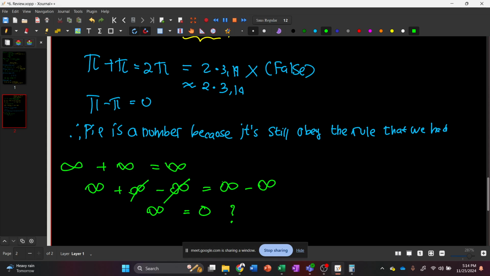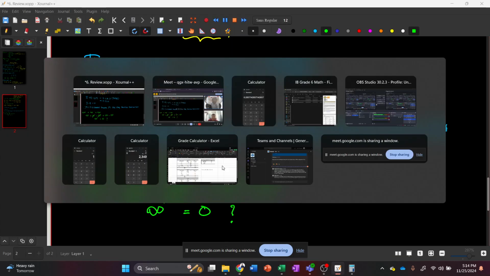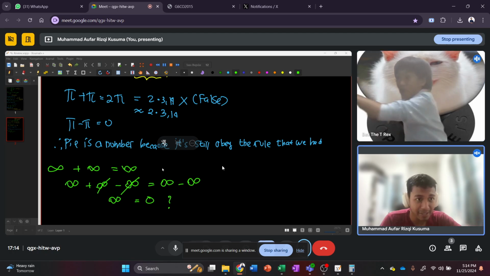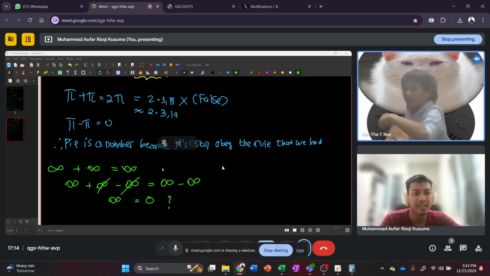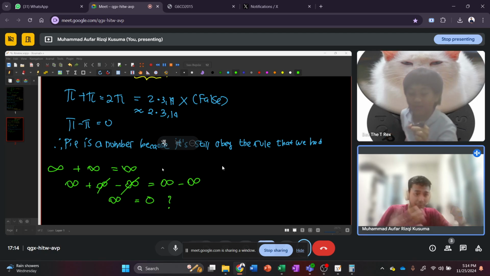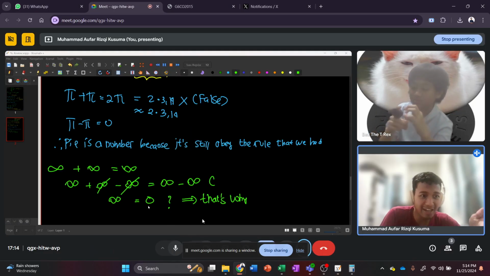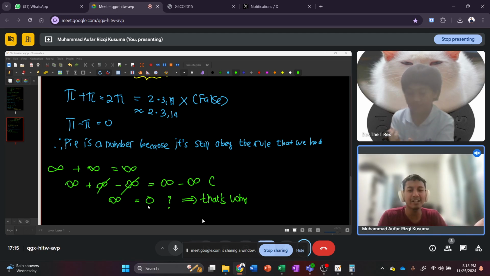But if you subtract infinity from infinity, will it be zero or infinity? That's the question, right? Because infinity is forever, but forever minus forever is not really a thing. That's the problem. So if you see from this equation only, that means infinity is equal to 0, which is obviously wrong, right? Infinity equal to 0 doesn't make any sense.